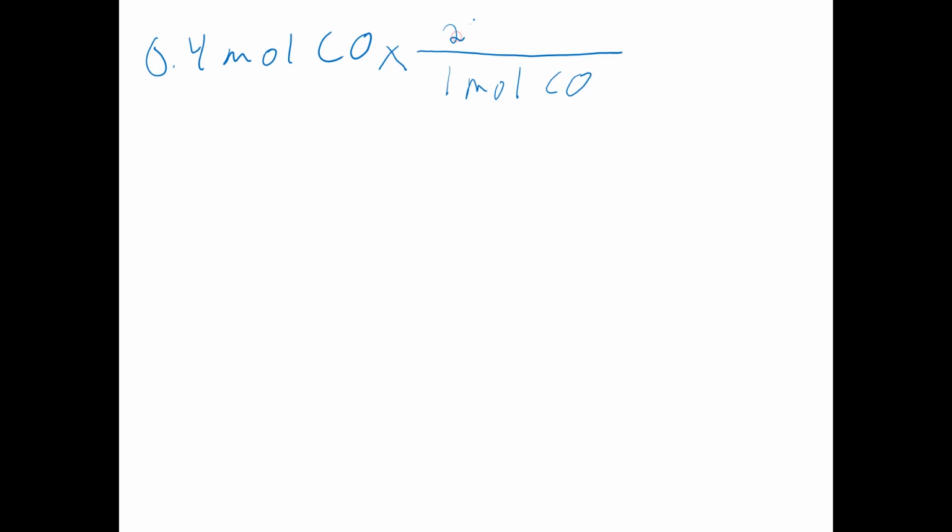And we put the 28.01 grams on the top. Now, when you're doing these, don't just write moles or grams. Write the substance with moles or with grams. So this is moles of carbon monoxide and grams of carbon monoxide.